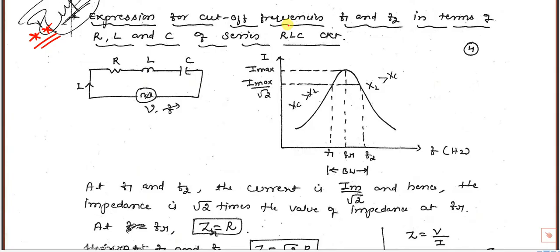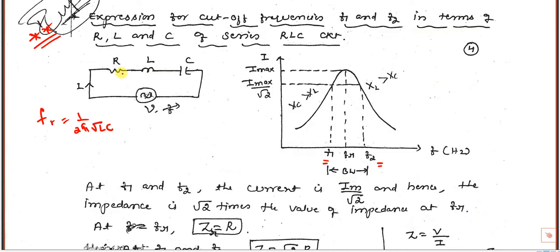We already derived expression for resonance frequency, which is FR is equal to 1 over 2 pi root LC. This we derived for series RLC circuit. Now this is actually expression for cutoff frequencies. Cutoff frequency means F1 and F2. We have to find out what is the expression for F1, what is the expression for F2, and bandwidth also, we can find out the difference between F2 and F1.